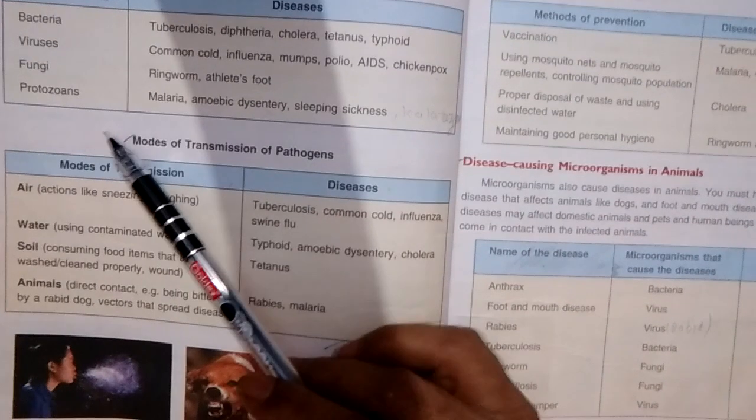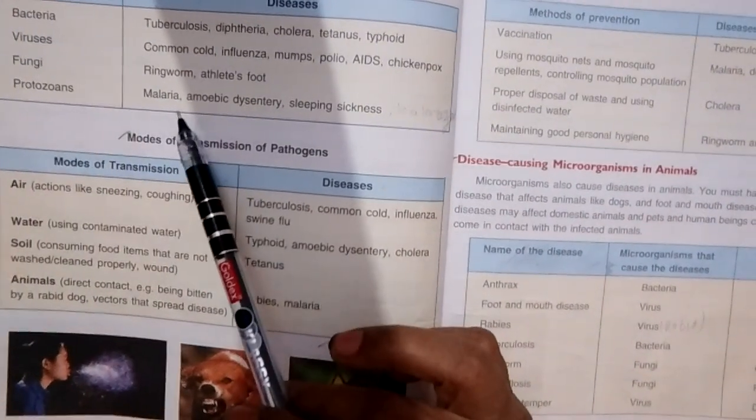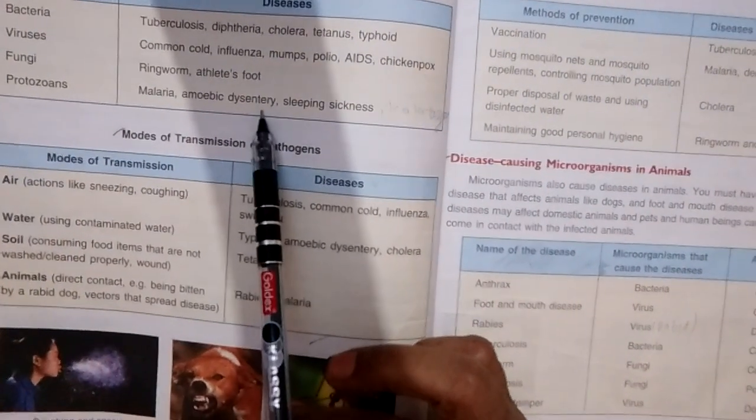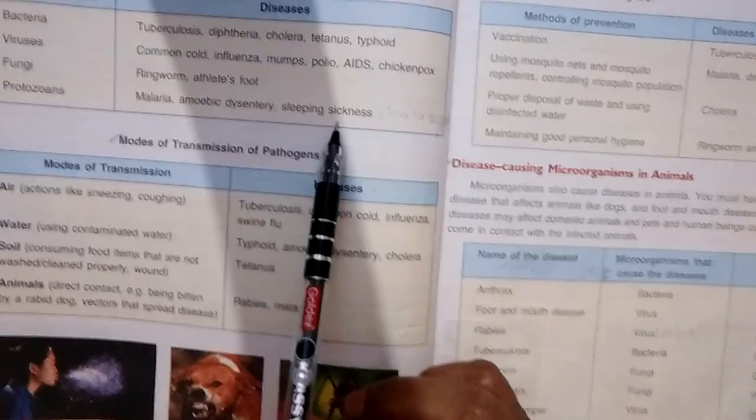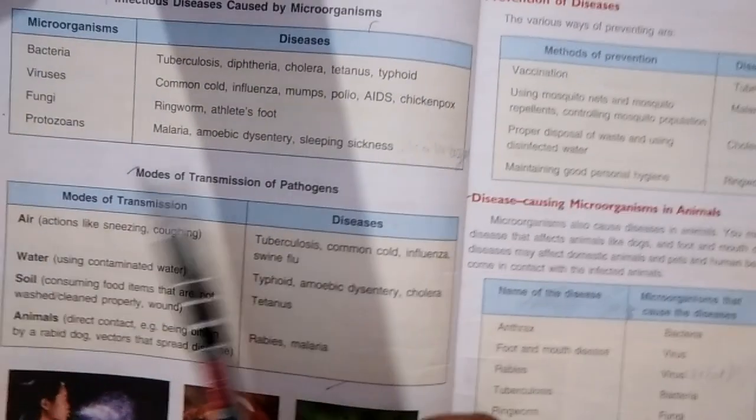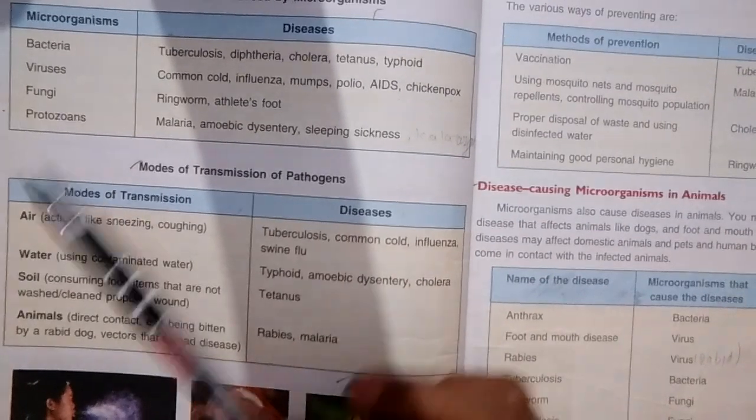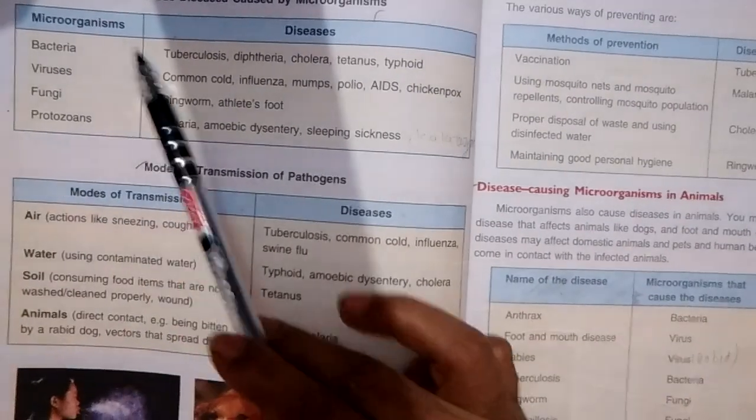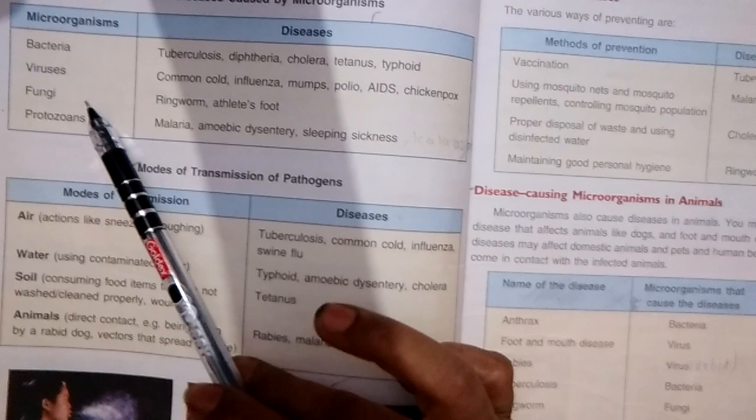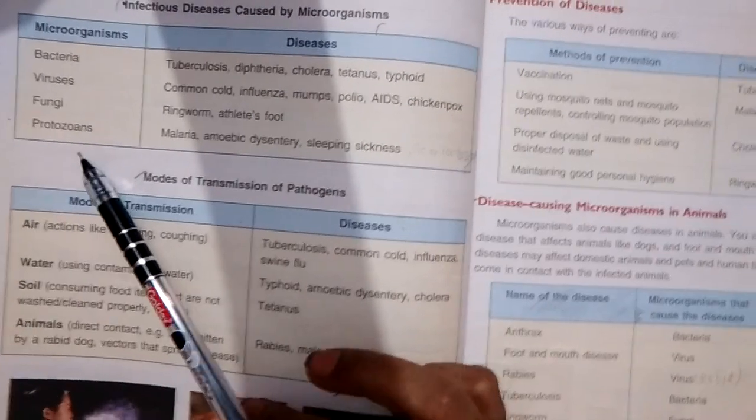Now, the diseases caused by protozoans are malaria, amoebic dysentery and sleeping sickness. These are the diseases caused by the various microorganisms, and you have studied the four types of organisms: bacteria, virus, fungi and protozoans.